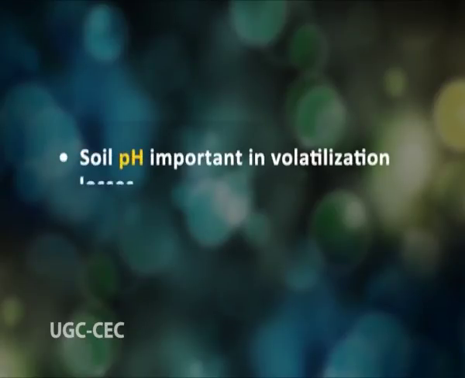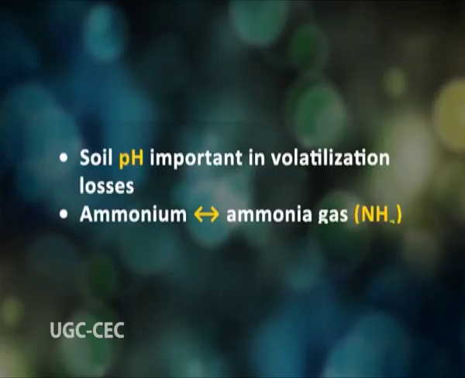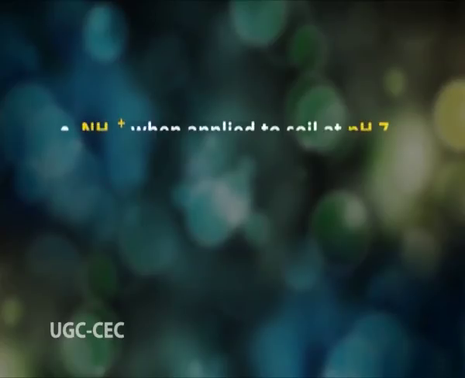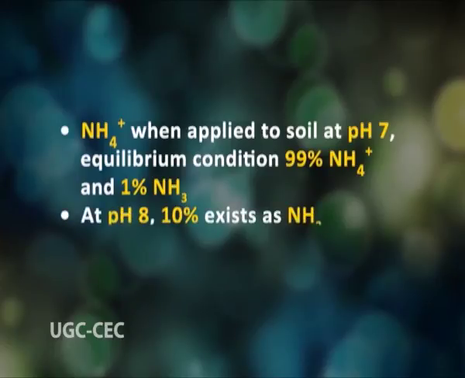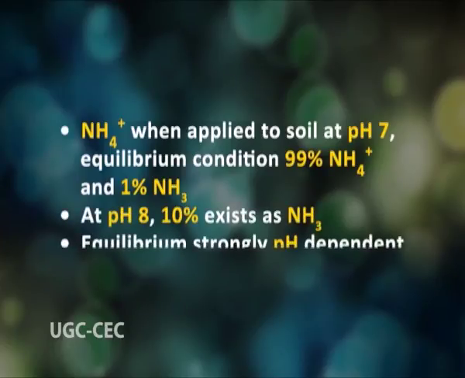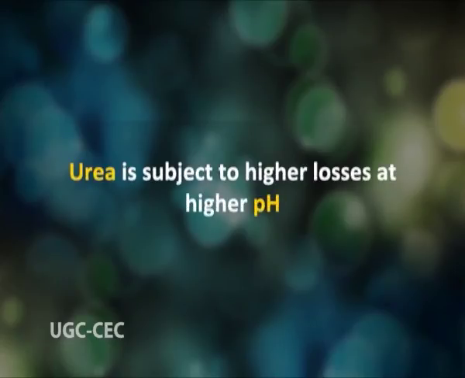Soil pH also plays an important role in volatilization losses. Ammonium in the soil solution exists in equilibrium with ammonia gas. The difference between ammonia and ammonium is a hydrogen ion. For example, if ammonia were applied to a soil at pH 7, the equilibrium condition would be 99% ammonium and 1% ammonia. At pH 8, approximately 10% would exist as ammonia. The equilibrium is strongly pH dependent. This means that a fertilizer like urea is generally subjected to higher losses at higher pH.